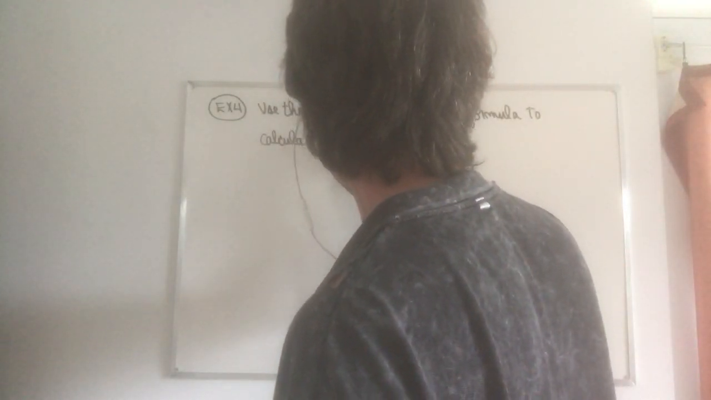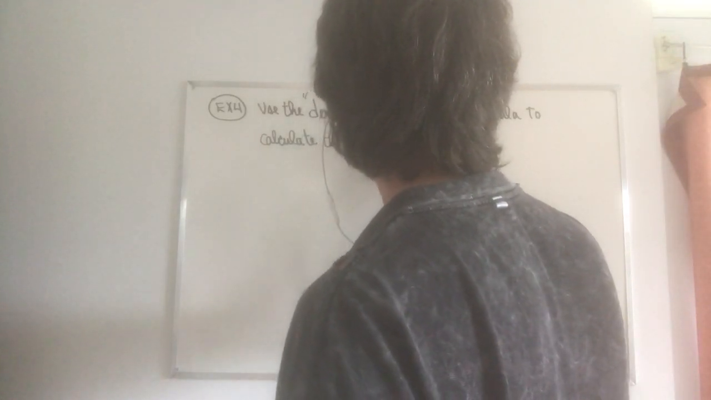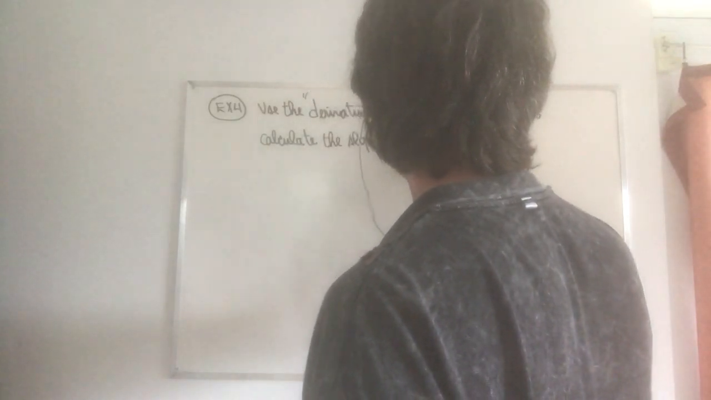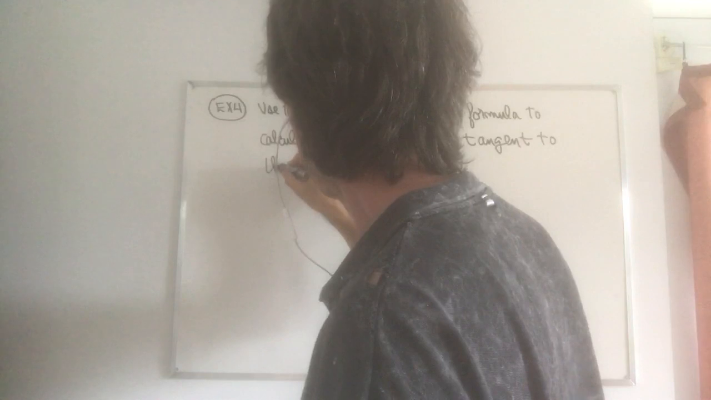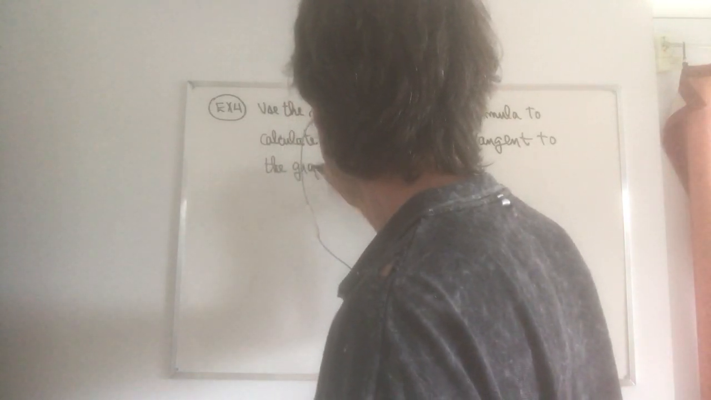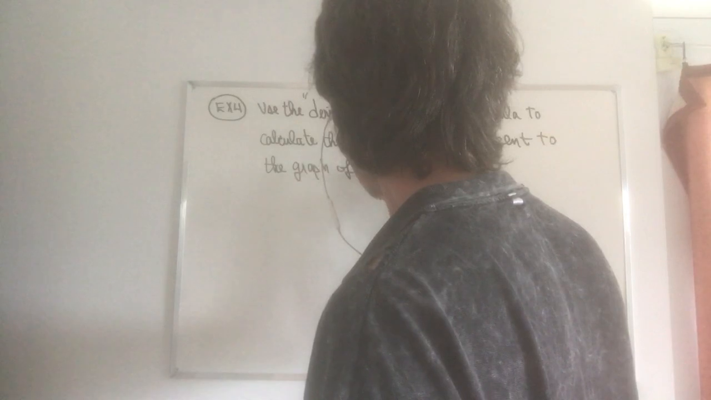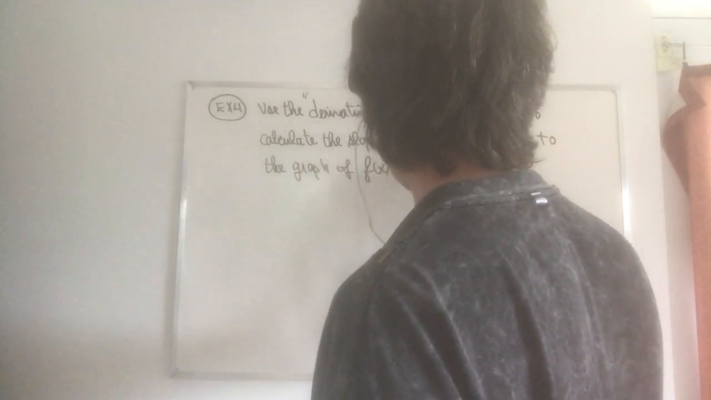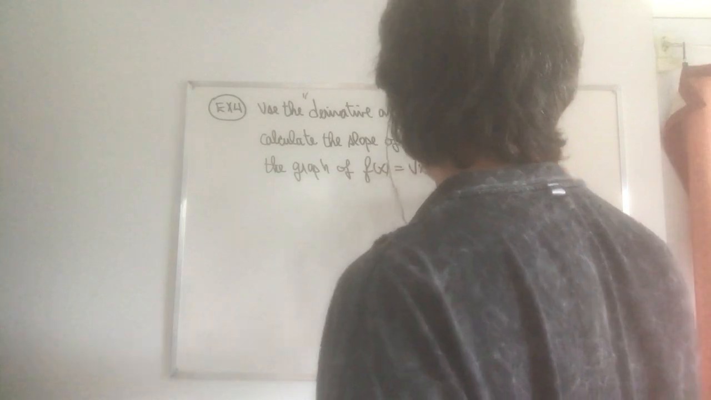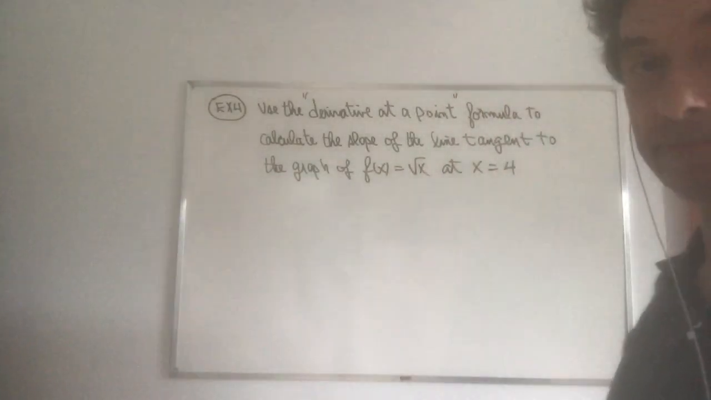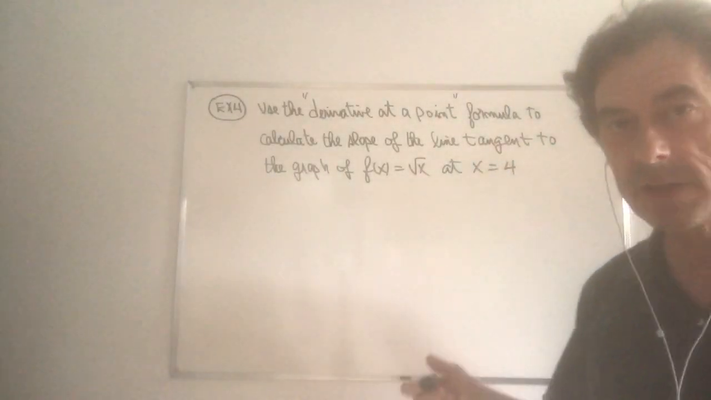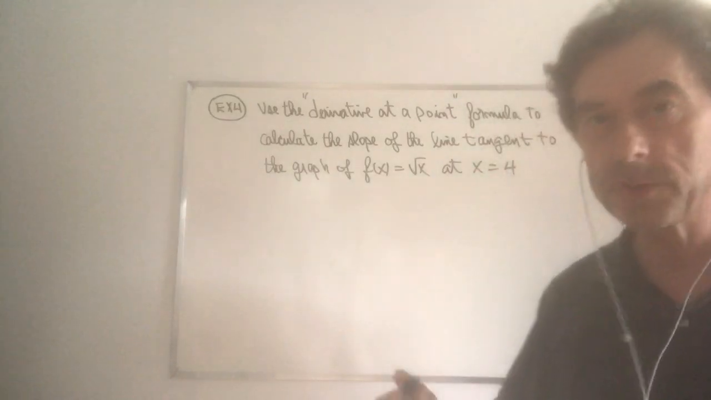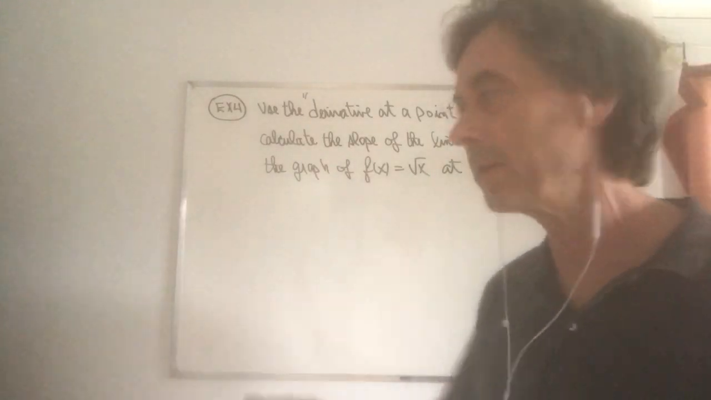Let's do the same problem as before because we know the answer. The slope of a line tangent to the graph of f of x equals root x at x equals 4. Okay, we've done this problem before, in this video. We know the answer is a quarter. I just want to illustrate how this different formula can show us how to get to the same answer in a different way.